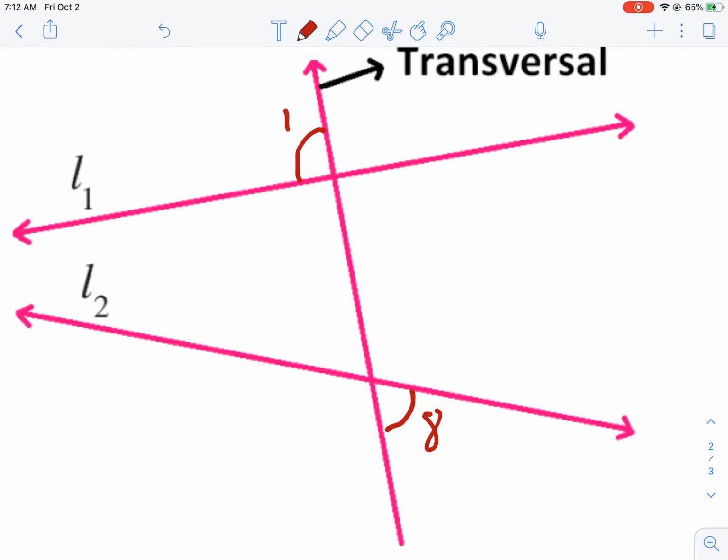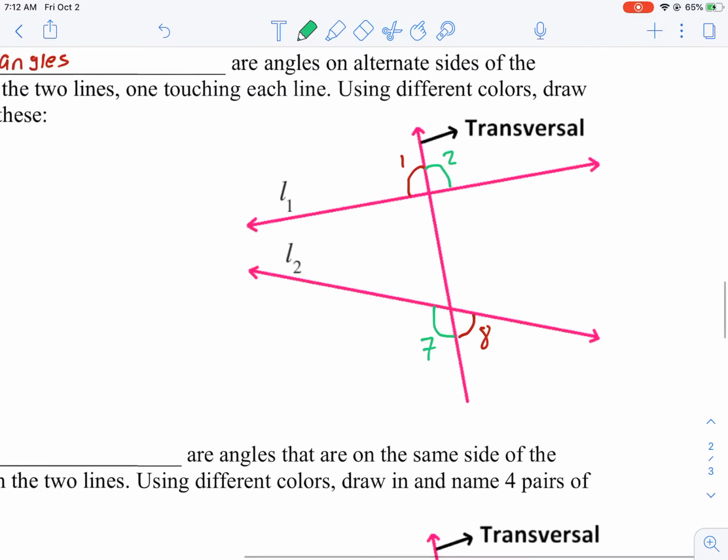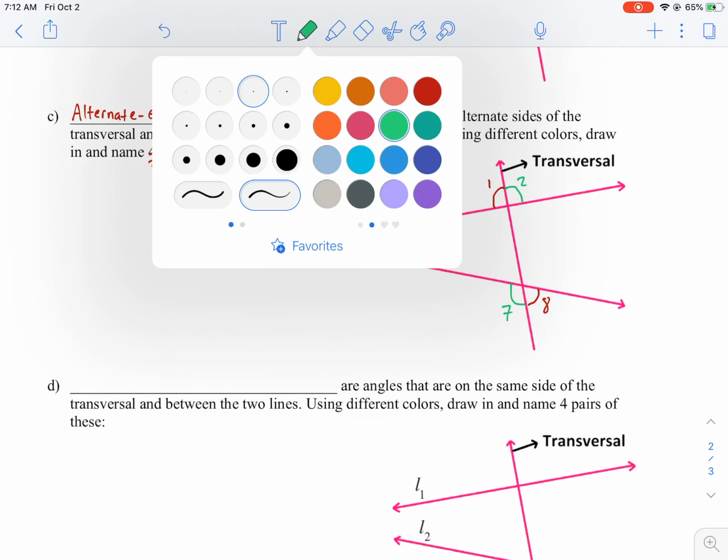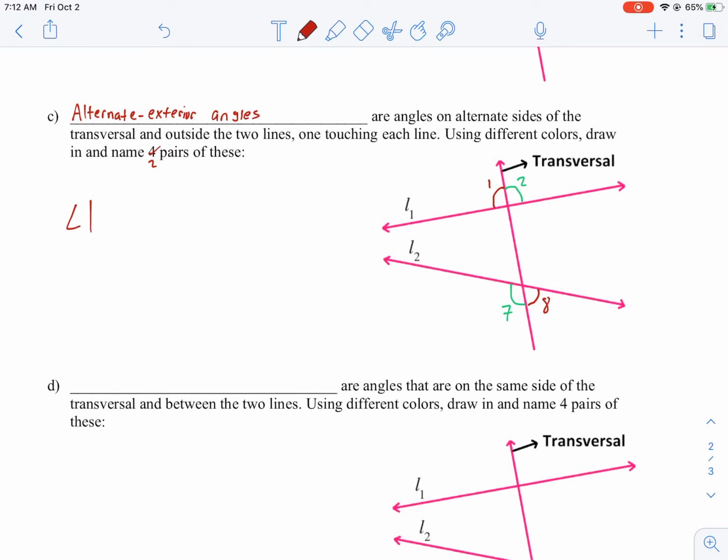They're on opposite sides. We also could do this one right here, that'd be 2, and this one would be like 7, okay? So those are also alternate exterior. They're the 4 angles that are on the outside, and they're on opposite sides of each other. So we've got angles 1 and 8, and we've got angles 2 and 7.